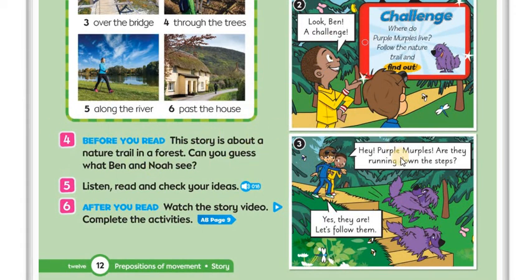We watched this story. This story was about purple merpoles and a nature trail, right? The characters in the story are Ben and Noah, correct? They were trying to find a purple merpole in a forest, right? We are going to watch the video again, okay? Watch the video and try to use these words and try to read at home again, okay?